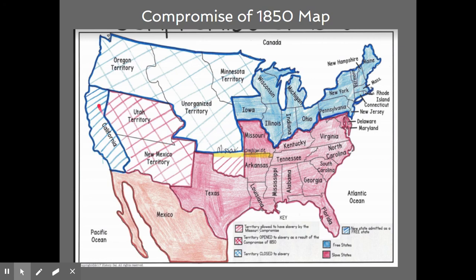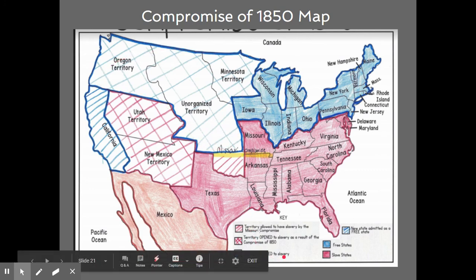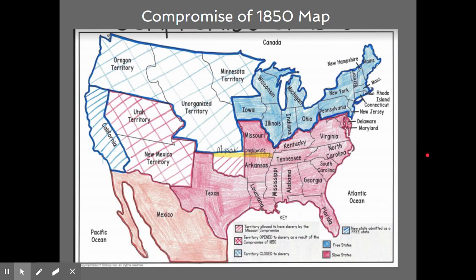And then you've got California as the newest free state here. And then again, Texas is going to remain a slave state. And then, based on the Missouri Compromise line, all of this remaining territory should be closed to slavery. Okay. So that map shows you how things kind of worked out on the map for the Compromise of 1850.